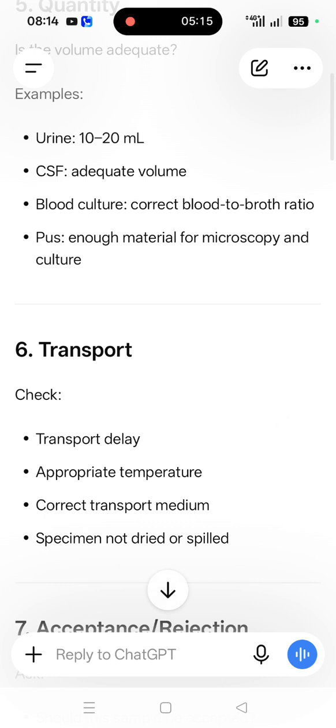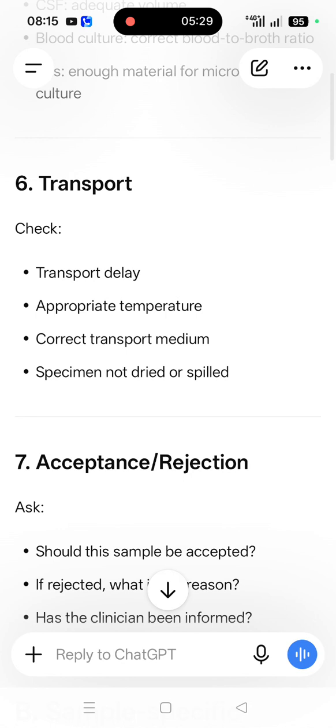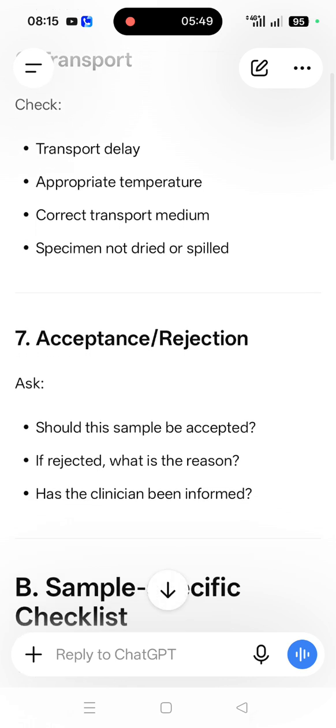Then pus is also important. Enough material for microscopy and culture, and whether it is a swab or the pus itself. So this is important. Then coming to the transport, that should be checked in case of specimen collection. Like, was there transport delay, was the appropriate temperature maintained or not, because otherwise any fastidious organism may be killed if you don't follow that guideline. Then the correct transport medium should be there, only then it can maintain the viability.